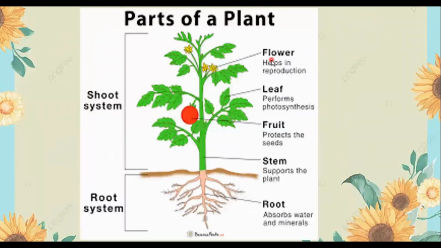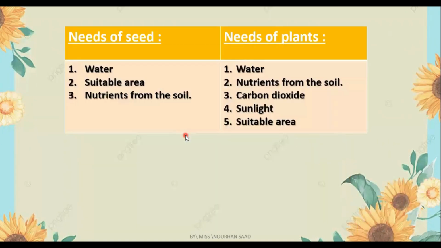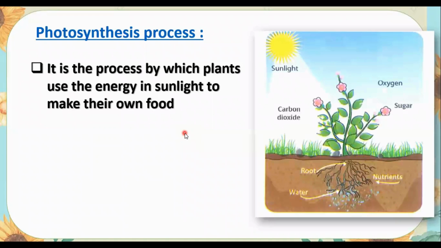For the first part, we will talk about the flower and the parts of the plant. Here is the shoot system and the root system. We will talk about the stem, fruits, leaves, flowers, and here are the roots. And here we talk about the plant's needs: sunlight, water, air, soil, and also space. Here we will talk about the photosynthesis process. It is a process by which plants use energy and sunlight to make their own food.